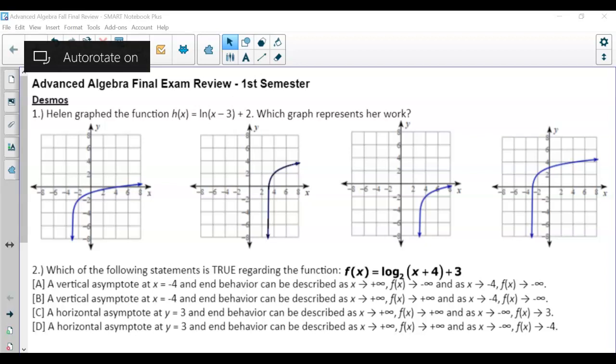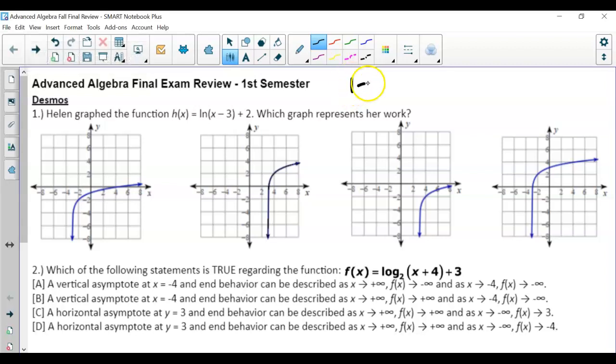In this video for the fall final exam review, I'm going to go over numbers 1 through 17. So 1 through 17 is for this video. So here we're starting off with questions where you have to use Desmos in order to solve the problem. So you have no other option.